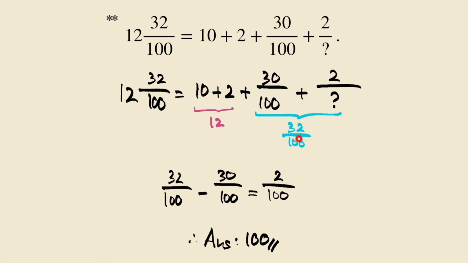So what's 32 over 100 minus 30 over 100? Well, that's pretty easy because the denominators are the same. We can carry out the subtraction quite easily. So that's 32 minus 30, that's 2 over 100. We do not simplify this to the simplest form. The answer therefore is 2 over 100. The question mark represents 100.